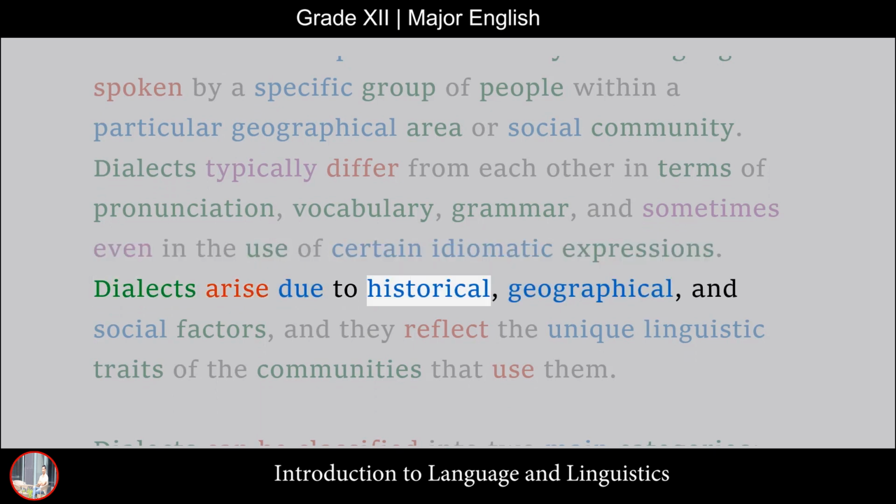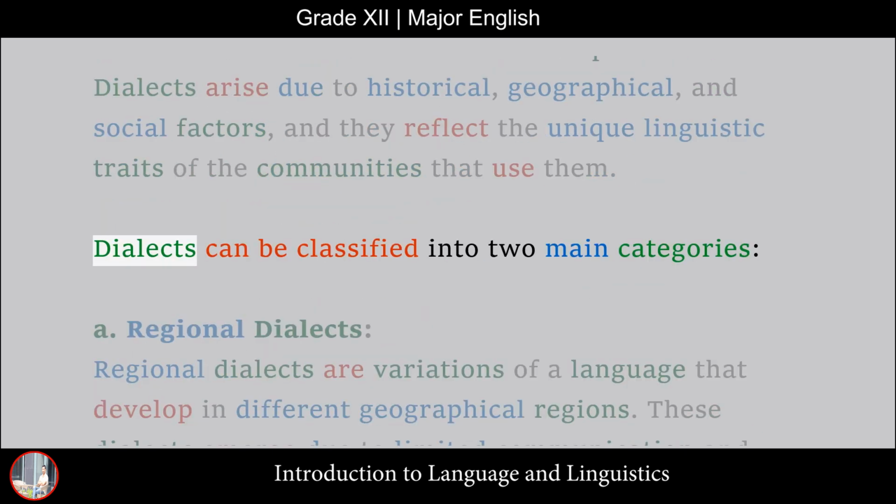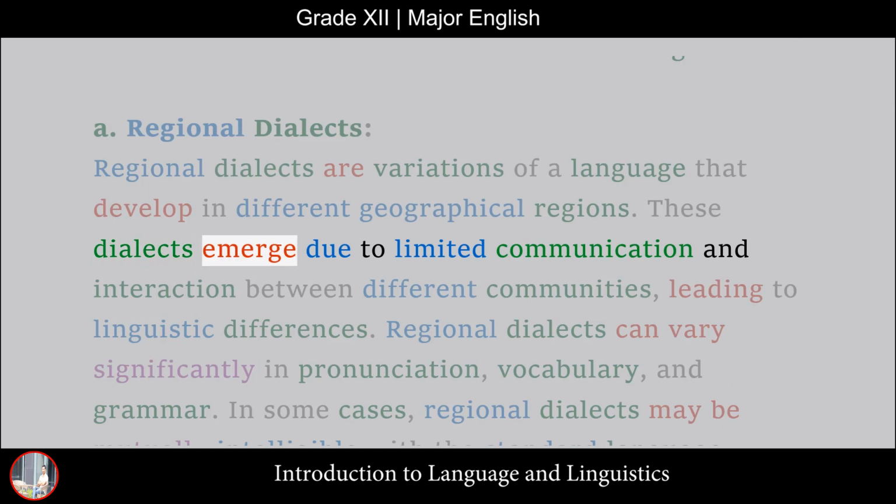Dialects arise due to historical, geographical, and social factors, and they reflect the unique linguistic traits of the communities that use them. Dialects can be classified into two main categories. A. Regional dialects. Regional dialects are variations of a language that develop in different geographical regions. These dialects emerge due to limited communication and interaction between different communities, leading to linguistic differences. Regional dialects can vary significantly in pronunciation, vocabulary, and grammar.